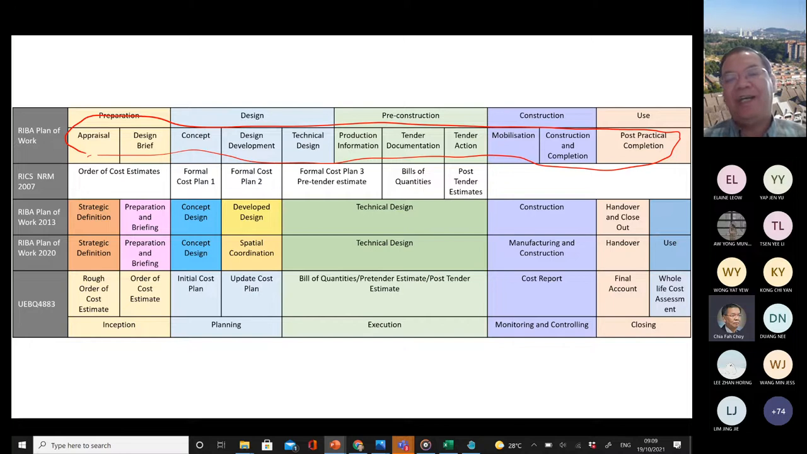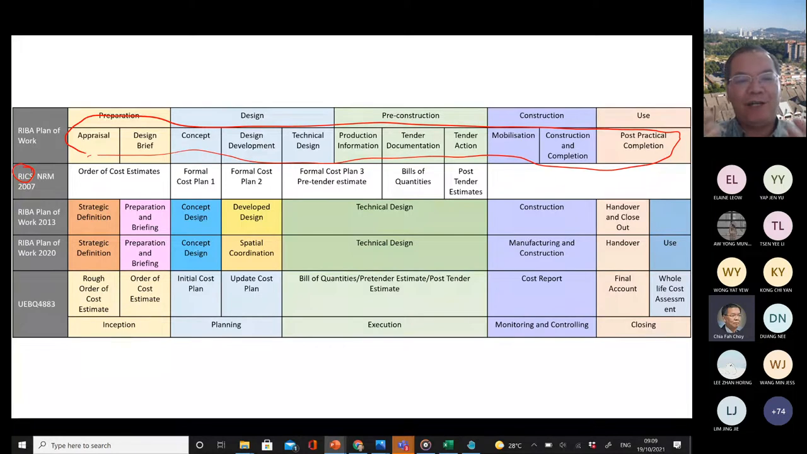Initially, then come to the QS. For the QS, what we have is what we call the New Rules of Measurement, published by the Royal Institution of Chartered Surveyors. Again, this is the UK body, not the local body. The reason is that our local body doesn't have such standard procedures. So that's why I adopted here the Royal Institution of Chartered Surveyors, which is again a UK process.